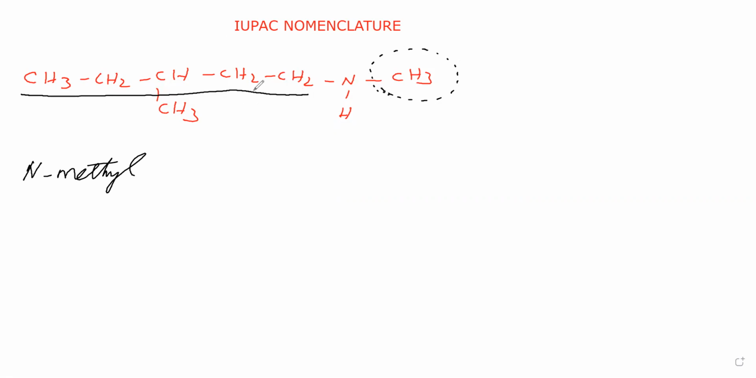This side we have to say. Here it is the parent, this is the branch. That branch name is methyl. To say the position of this branch, we have to give numbering in this parent. While giving numbering, this functional group should get the least position. Therefore, start numbering from this right side: 1, 2, 3, 4, 5. Now, methyl is attached at 3. Therefore, we can say 3-methyl.